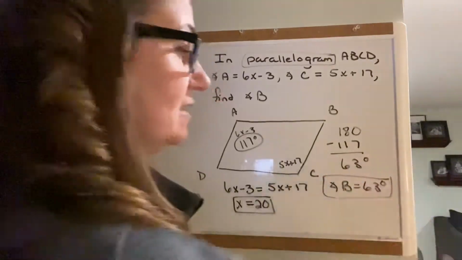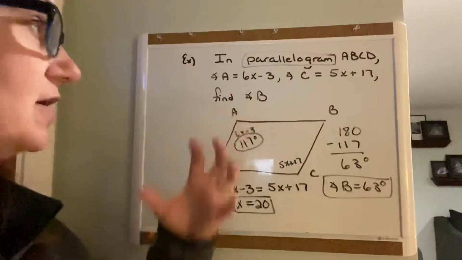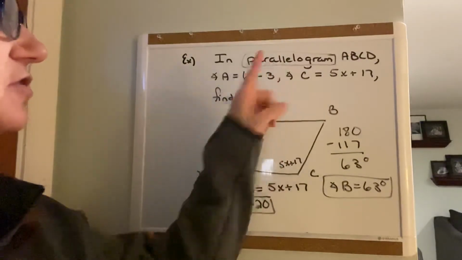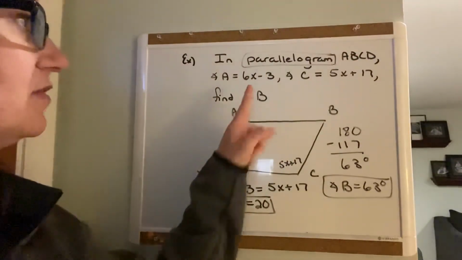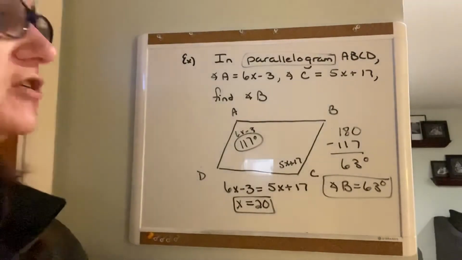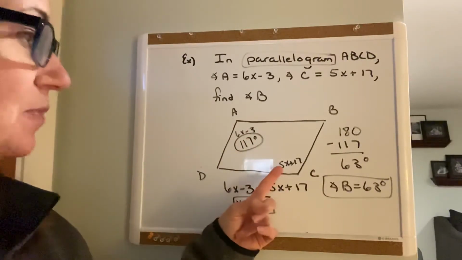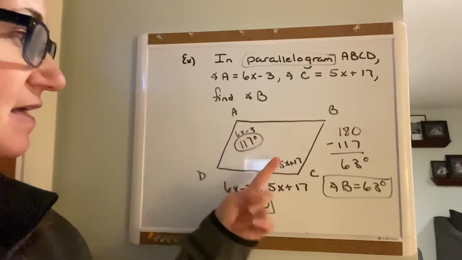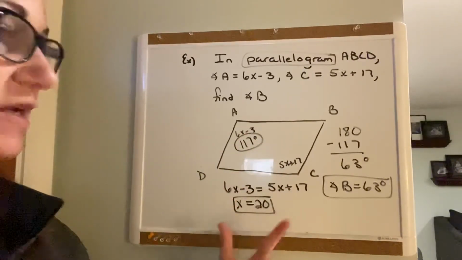There's your final answer. So that's how you want to use the properties. First, figure out which figure you're working with. What information is given? Does it deal with lengths or angle measures? And then apply the property that corresponds to the given information and create your equations to solve.